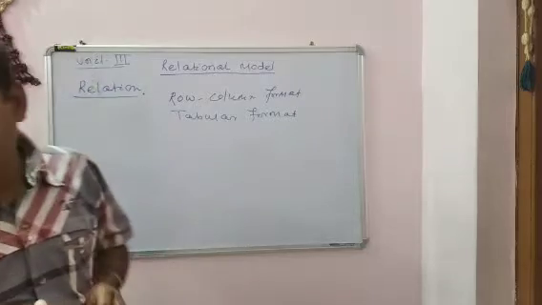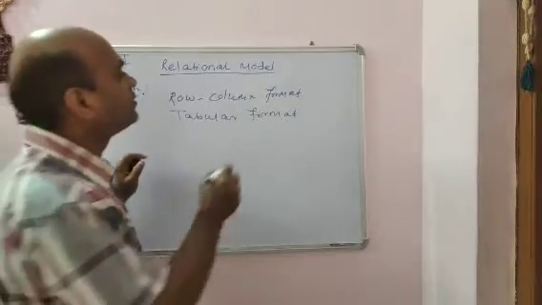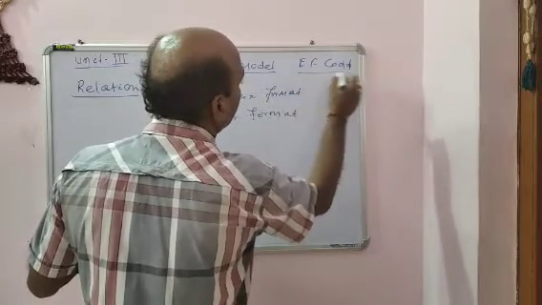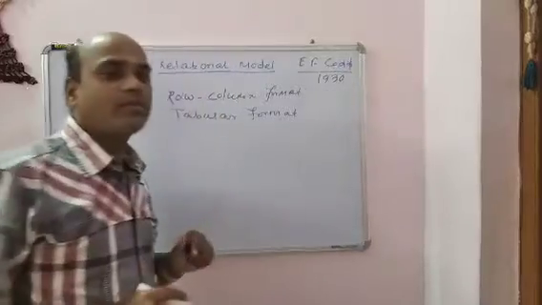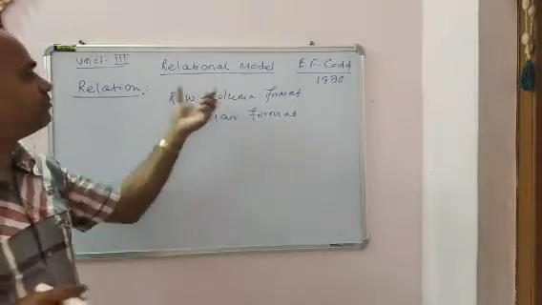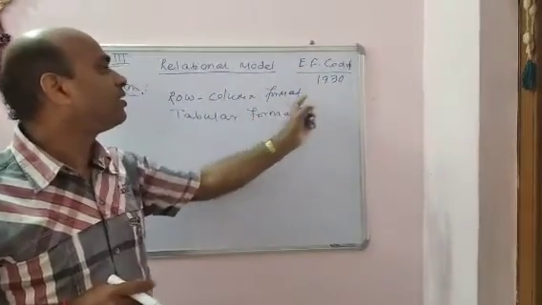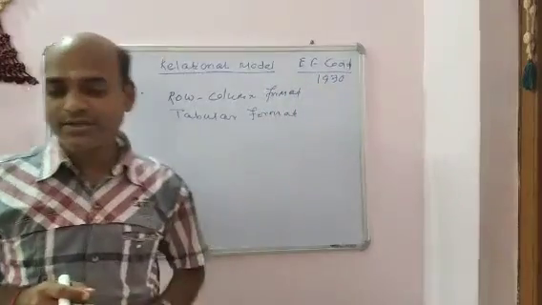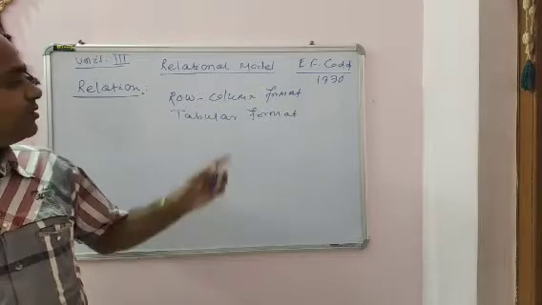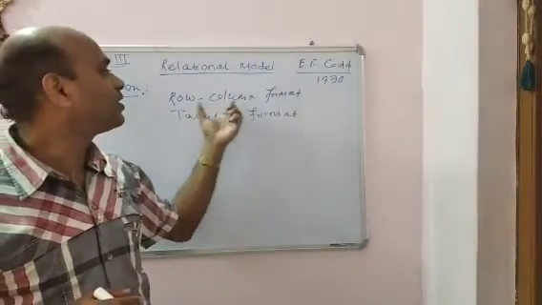This database model was first introduced by Dr. E.F. Codd in 1970. IBM also used this relational model, but E.F. Codd first introduced this relational model of database management system in 1970. This relational model allows data to be represented in a simple row column format, that is the tabular format.